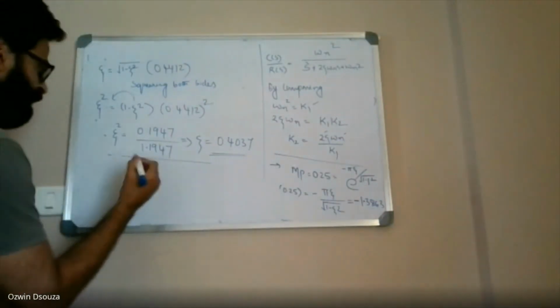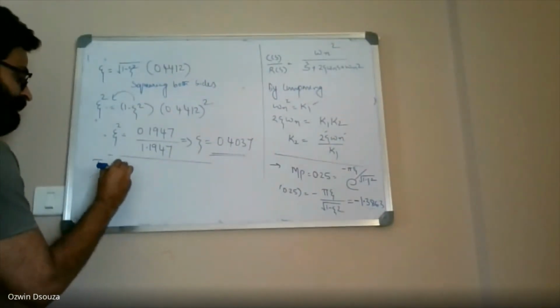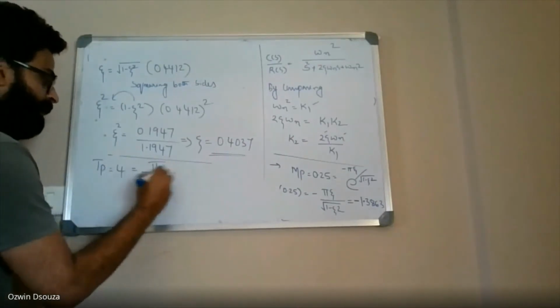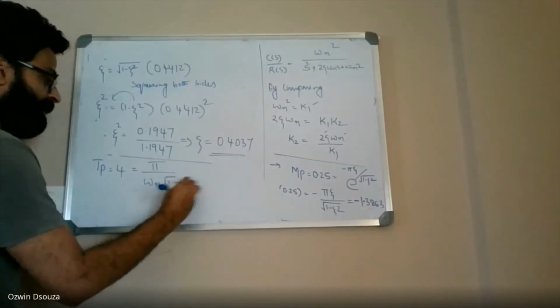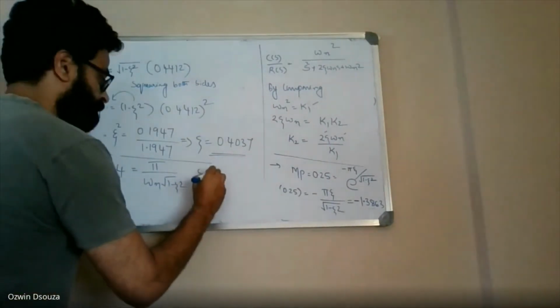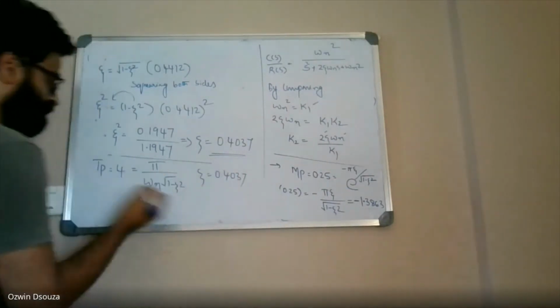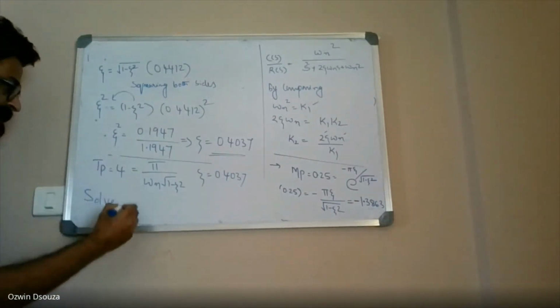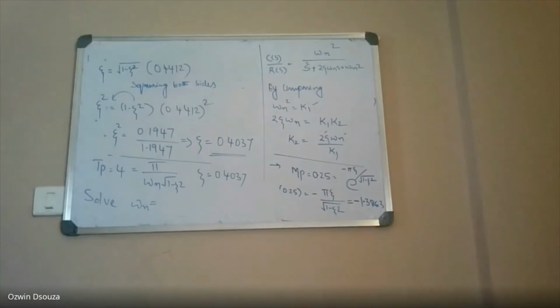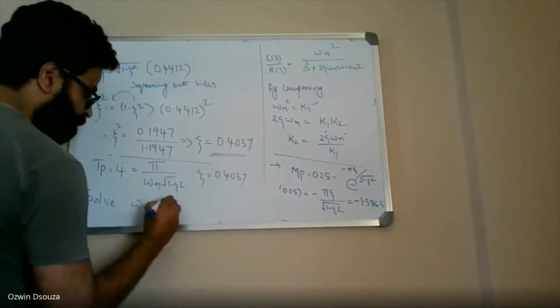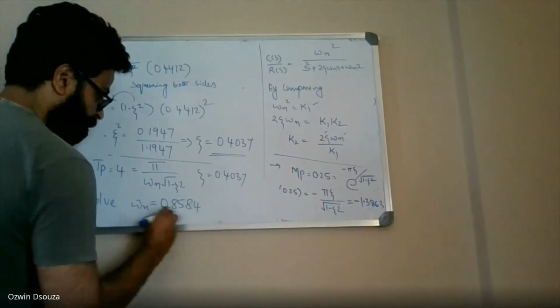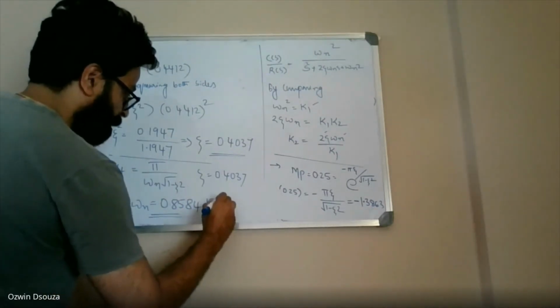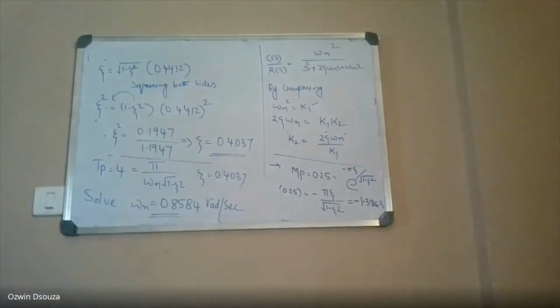Once you have the zeta value, you can proceed with TP. TP is given as 4 seconds, and TP is pi by omega n into under root 1 minus zeta square. So zeta is 0.4037. Solve this. You should get omega n as 0.8584 radian per second. So that's your natural frequency of oscillation.